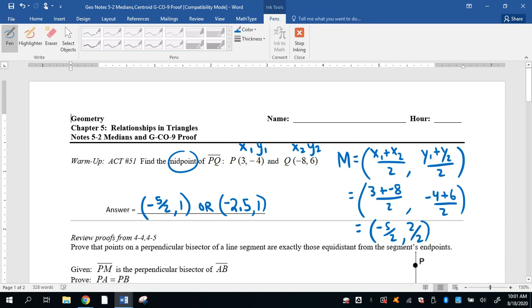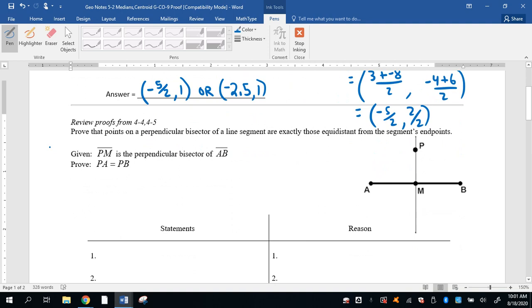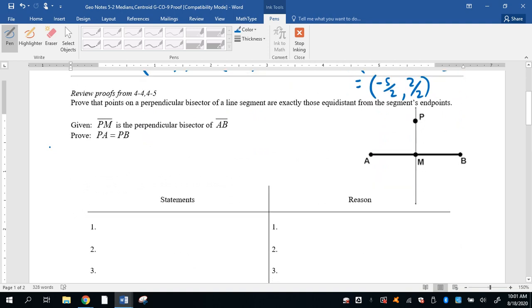All right, that's review from chapter 1 and from your previous math classes. Let's go ahead and do some review of your proofs from 4, 4, 4, 5. Here we're going to prove that points on a perpendicular bisector of a line segment are exactly those equidistant from the segment's endpoints. So what that means is if this is AB, a line segment, and line PM is the perpendicular bisector, this is what we have.